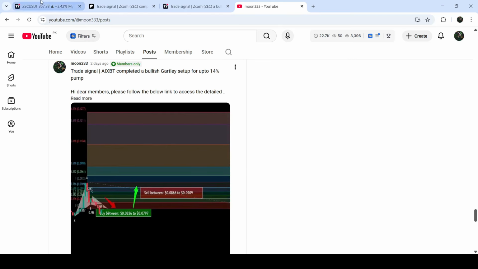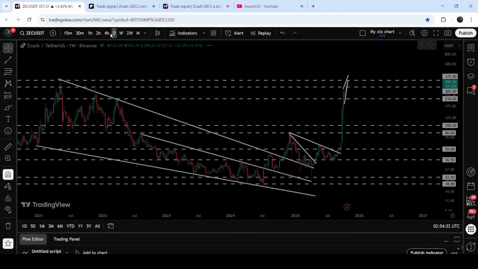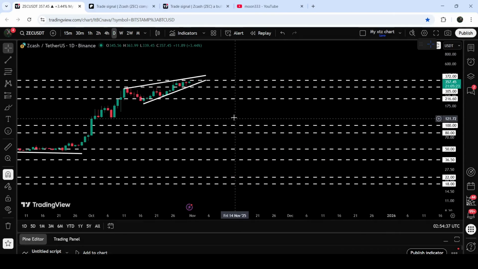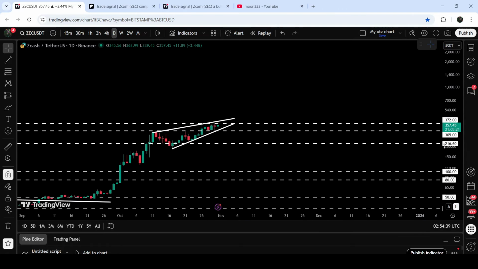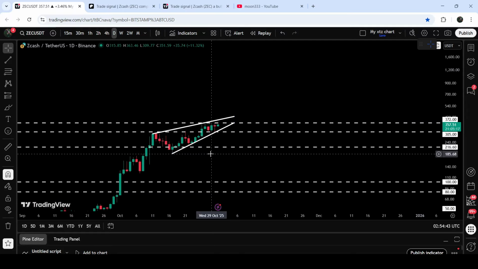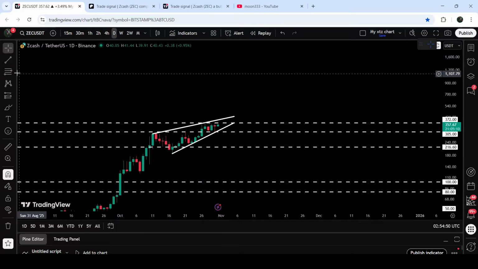Now let's move to the live chart of Zcash. And first of all, let me show you the 4-hour time frame chart. Even on the daily time frame chart, you can see that this rising wedge pattern is also visible. And for example, if the price breaks down the support of this rising wedge pattern, then the technical target to the downside will be here at the bottom of the wedge, that is approximately at $193.